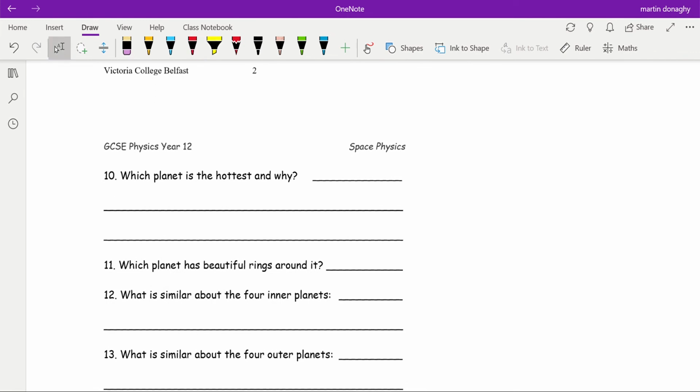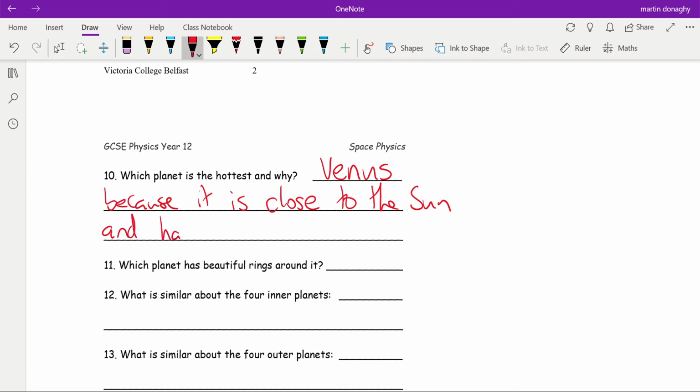Which planet is the hottest and why? You might think it should be Mercury, but it's Venus because it is close to the Sun, but not the closest. But it has a thick atmosphere. Mercury is close to the Sun, but it doesn't have an atmosphere. The atmosphere provides a greenhouse effect that keeps the heat trapped in and makes it warmer. Venus is so warm, metals would melt on its surface.